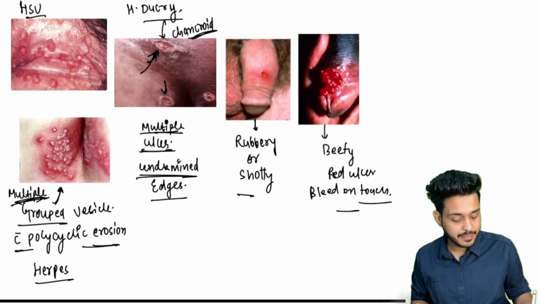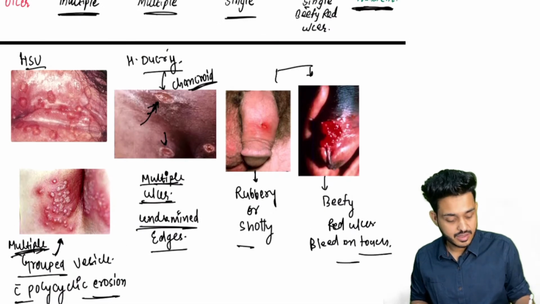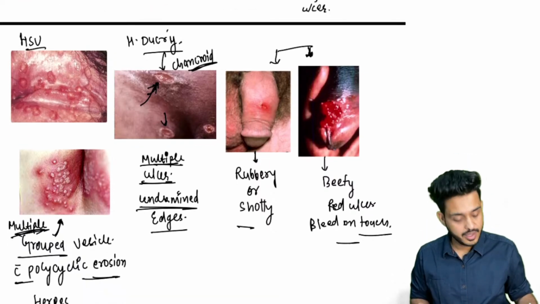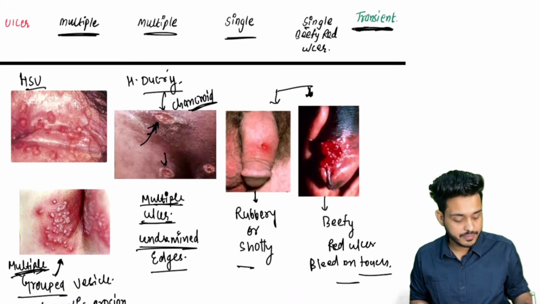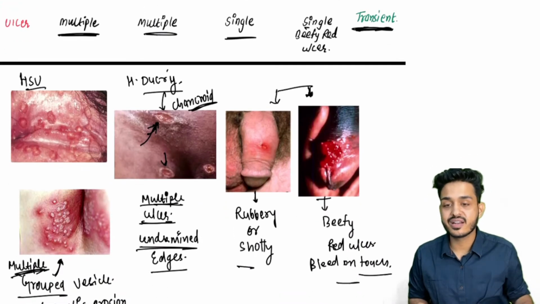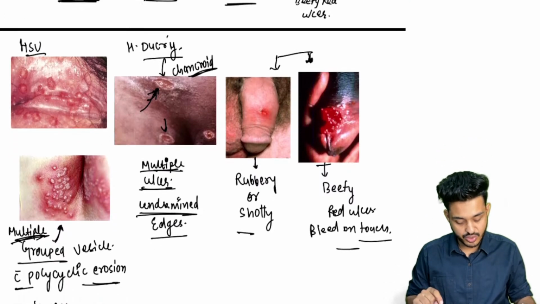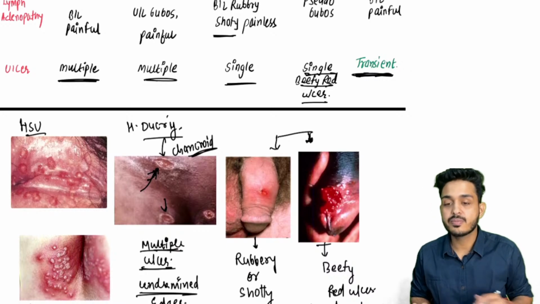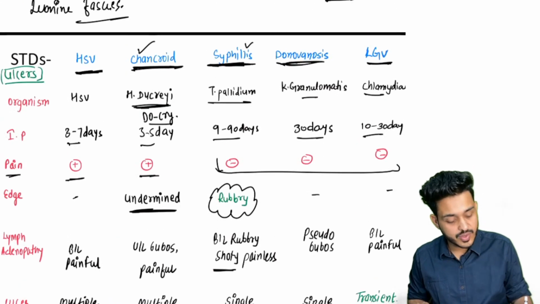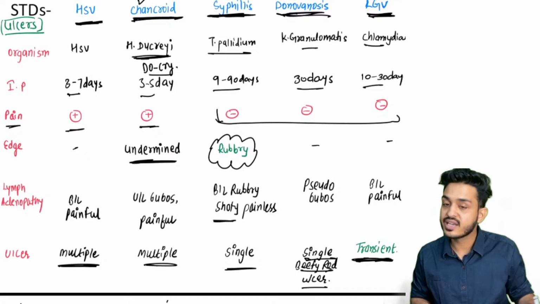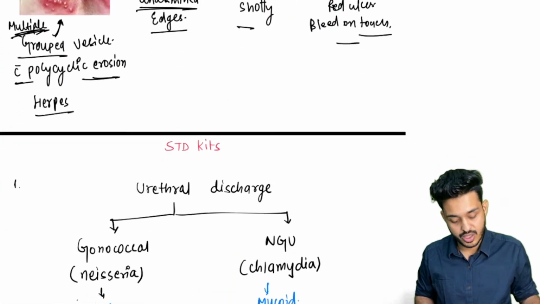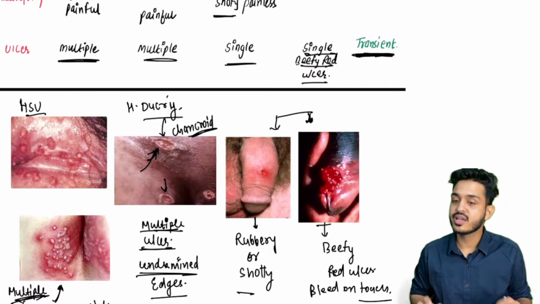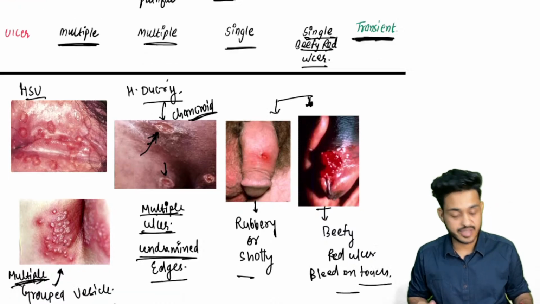Third thing, these are painless, guys. So syphilis will be painless and donovanosis will also be painless. Here you will be finding a beefy red ulcer which will be bleeding on touch. As soon as you touch, that would be bleeding. Okay, single beefy red ulcer that would bleed on touch. So you will know it is donovanosis. And in LGV, ulcers are not seen at all. In LGV there is no ulcer, there will be a transient ulcer. Okay, so this is how you are going to identify. Look at this once more, you will easily understand this, right?